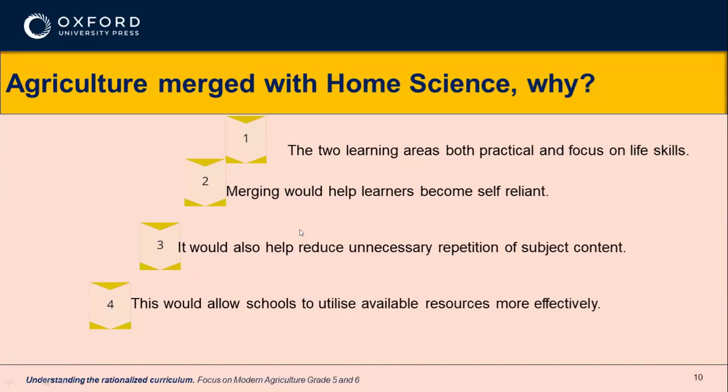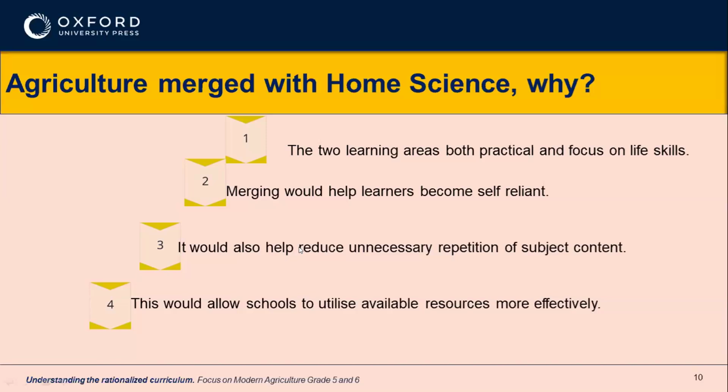This again will allow, if we match home science and agriculture, for better utilization of resources in the school. For example, the school has a farm or a school garden, and they produce vegetables. So they're learning various methods of farming, taking care of these vegetables, like irrigation, pruning, and removing weeds. After that, they're going to harvest the vegetables, for example, sukuma wiki, kales, or spinach.